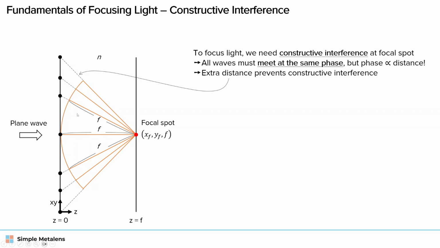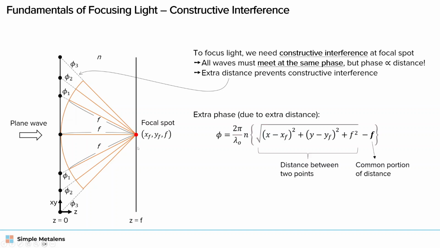So because of different extra phases, the spherical waves are never going to meet at the same phase at the focal spot. Extra phase is given by this equation. This portion of the equation is the distance between the 2 points, and here we're subtracting the common portion of distance from it. The common portion of distance is simply the focal distance.